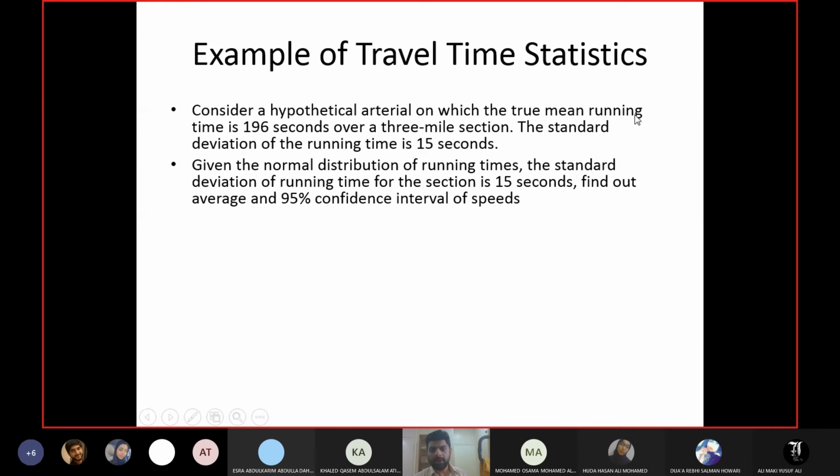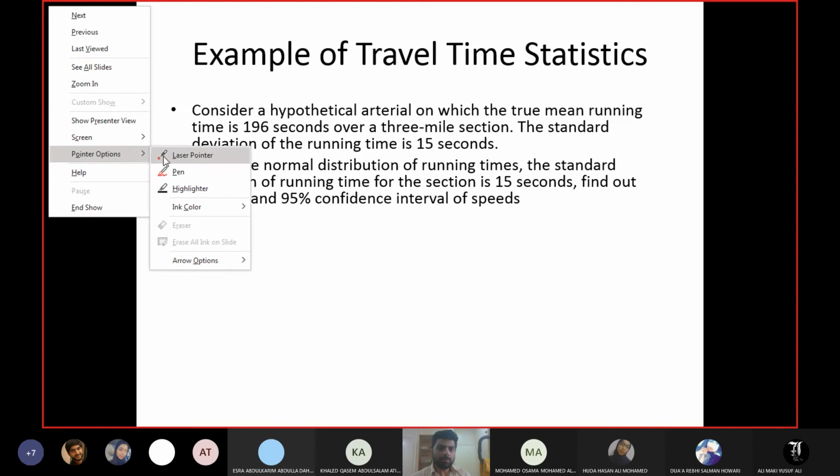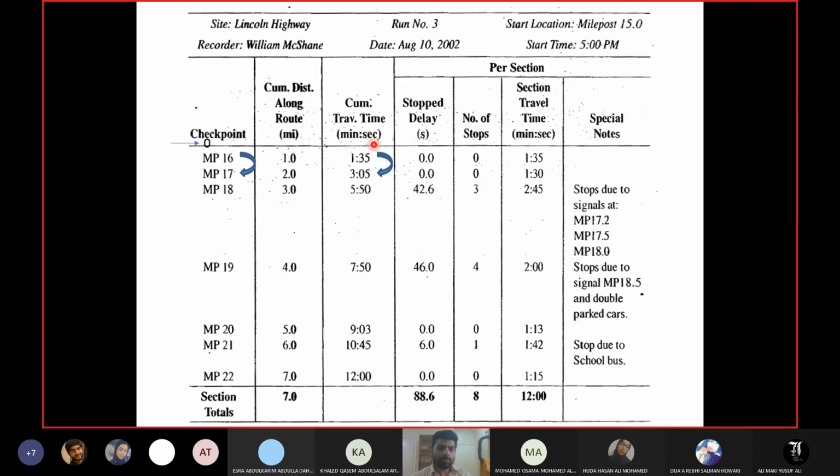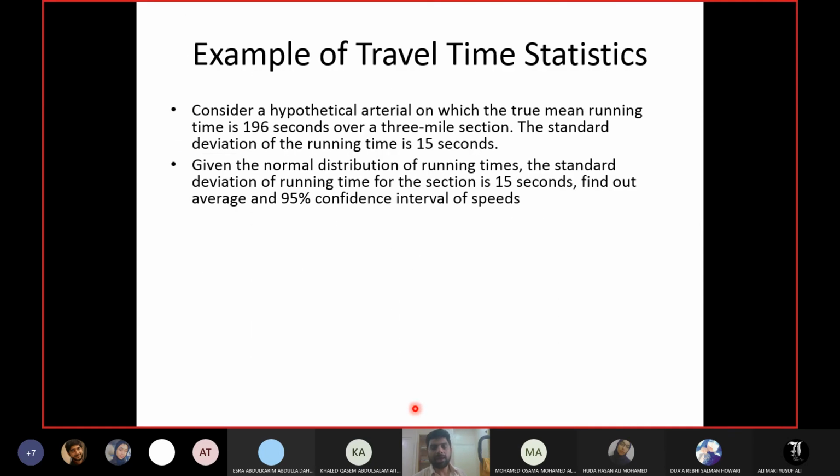Before that, you see here they have used the words running speed and running time. Running time means what? Running time is travel time minus delay. So running time does not include any delay. If I go back to this example, the travel time is 12 minutes and the delay is 88.6 seconds. If you subtract 88.6 seconds from 12 minutes, you will get the running time. So running time excludes any delay.